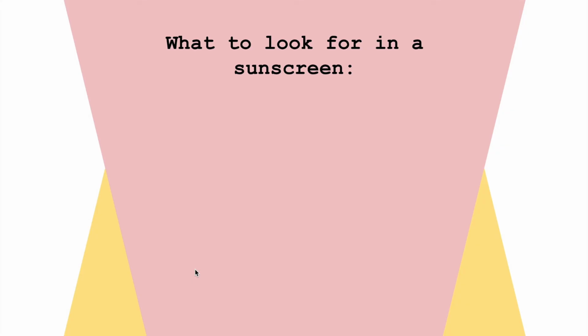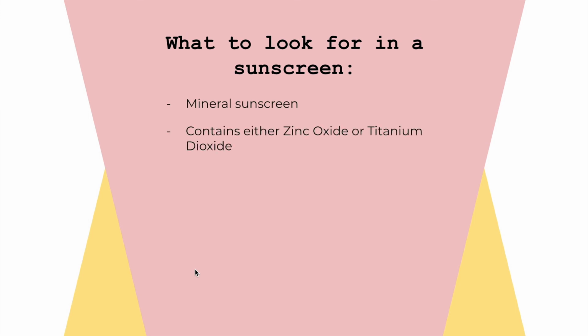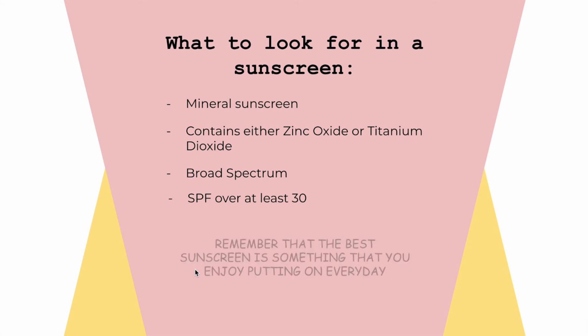Now that we have gone through everything about sunscreens, we can use what we learned to choose what to look for in a sunscreen that works for you. What to look for in a sunscreen: a mineral sunscreen, one that contains either zinc oxide or titanium dioxide, a broad spectrum sunscreen, and an SPF of at least 30. These are only some things to look for in a sunscreen. And remember that the best sunscreen is something that you want to use on your face every day and something that you enjoy putting on.